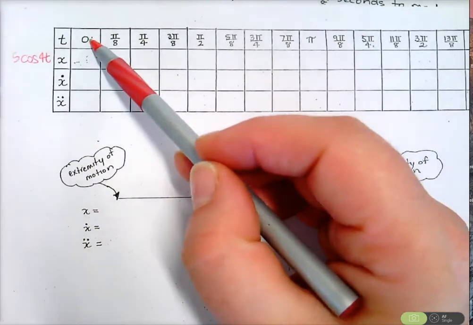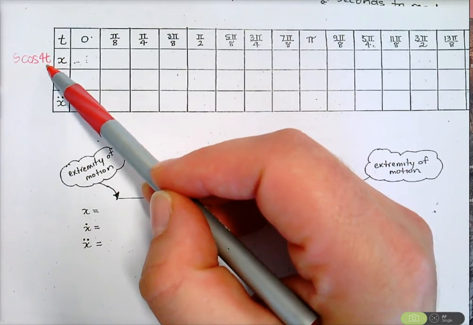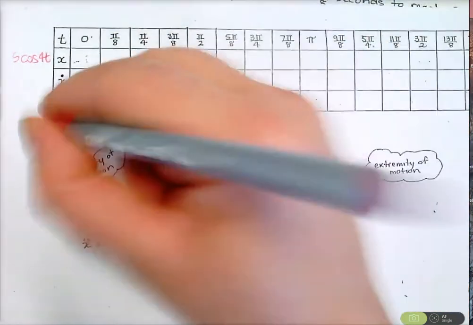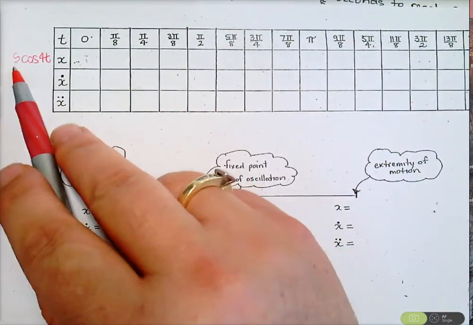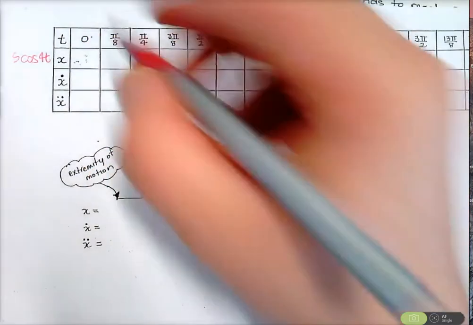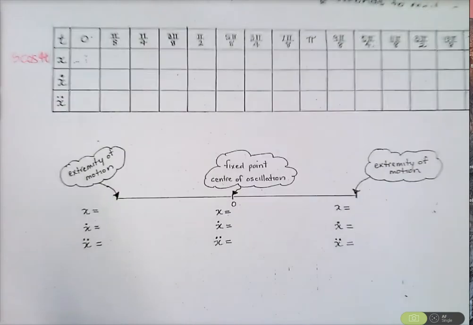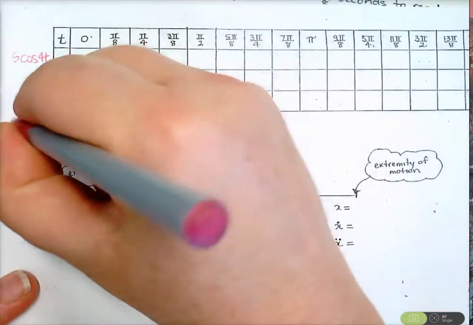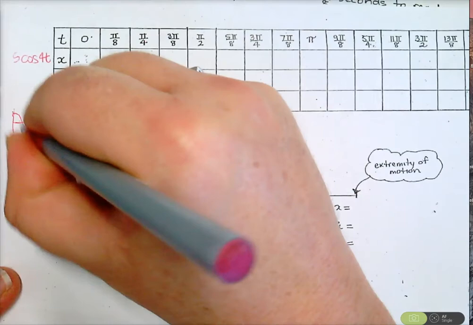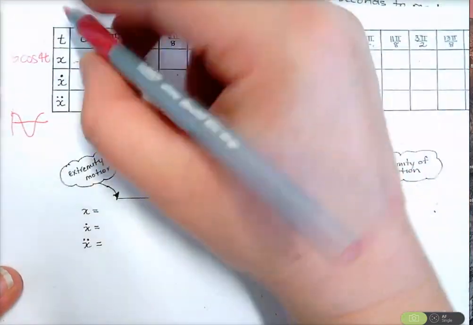So when t is 0, what do we get? Cos of 0, what is it? 1. So therefore, what is the value here of x? We know that x equals 5 cos 4t. I'd prefer you to not even use your calculator at the moment. I'm going to draw a simple cos curve down here. Now, cos of 0 is 1. 5 times 1 is 5.